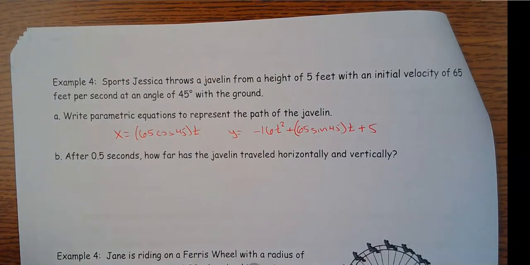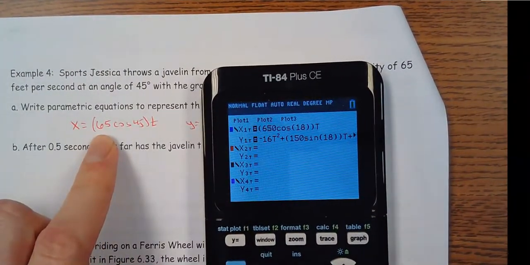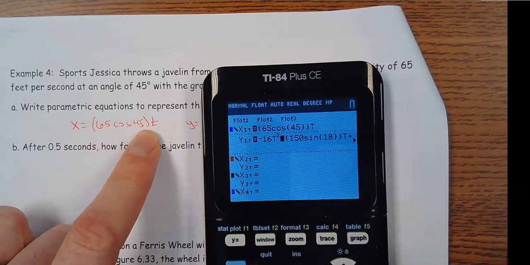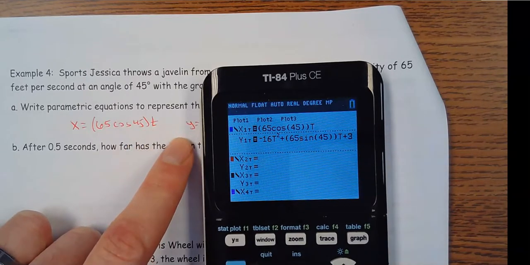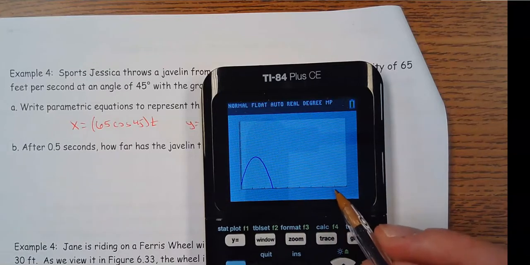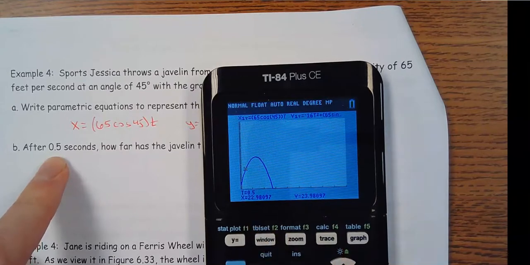So you could put this in. It seems like a lot of work, but if I type it all in the calculator, then I don't have to do anything myself. So I'm going to type this in. So I'm going to change this to 65 cosine 45. And down here, I just need to change this initial velocity to 65. Change the angle to 45. Change the initial height to 5. And graph it. So it's not going as far, the baseball field. She didn't throw it out of the park or anything. But if I want to know after 5 seconds, well, t represents time, so I'm going to just go trace and type 0.5, and there's my x and y coordinates.